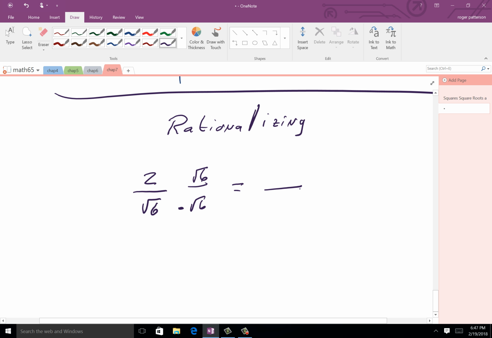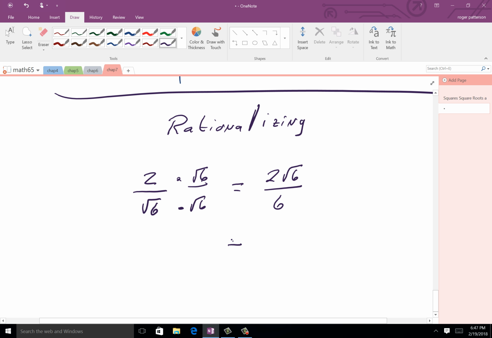Okay, because what happens when we take the square root of 6 times the square root of 6? What are we going to get now? 6. Okay. All right. And what are we going to get on the top? 2 square roots of 6. Okay. So first of all, why can we do this? Well, because this is the same as 1. So you can take any number and multiply by 1 and not change anything. All right, square root of 6 over square root of 6 is 1. So that's okay to do that.